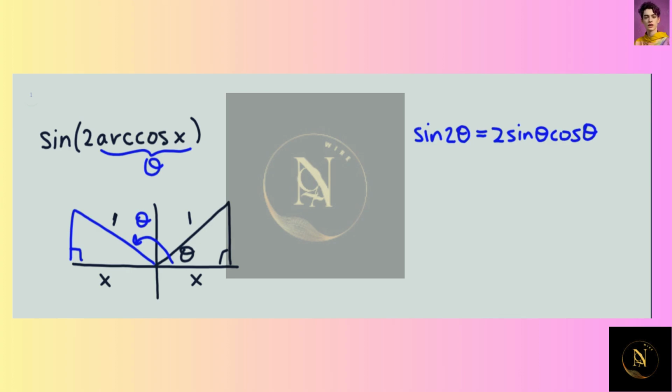Now let's find the length of the opposite, because we're going to need that in order to find the sine. So for now, let's call the opposite y, and it's going to be y on the other side as well. So now we can use the Pythagorean theorem, and we have y squared plus x squared equals 1 squared. So y squared equals 1 minus x squared. So y is the square root of 1 minus x squared.